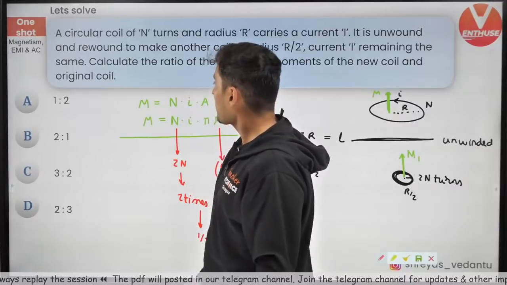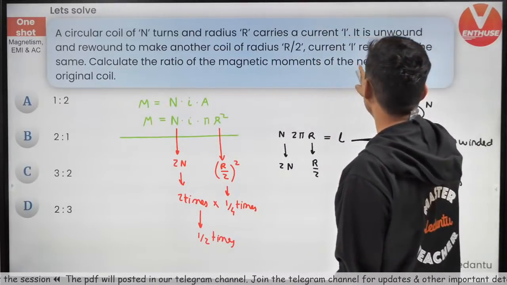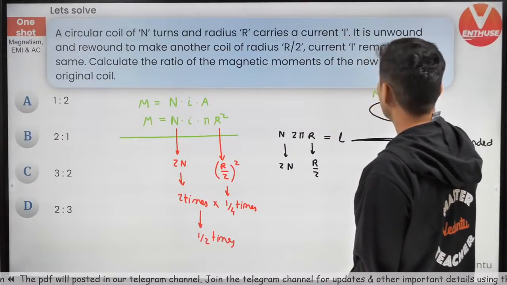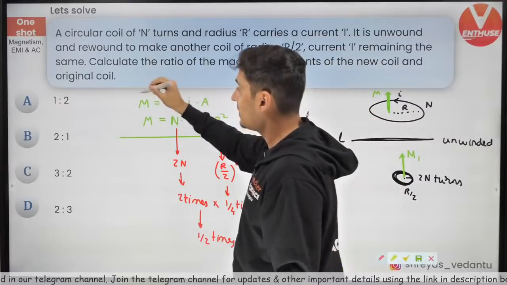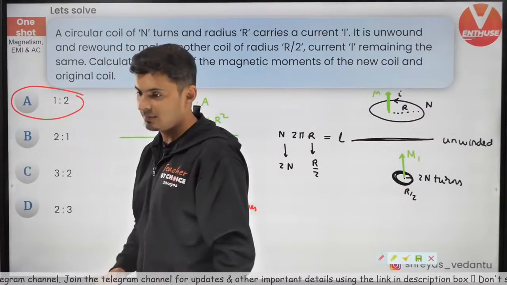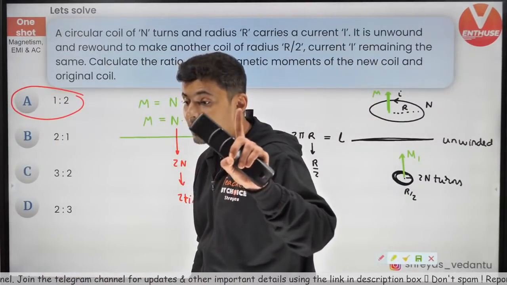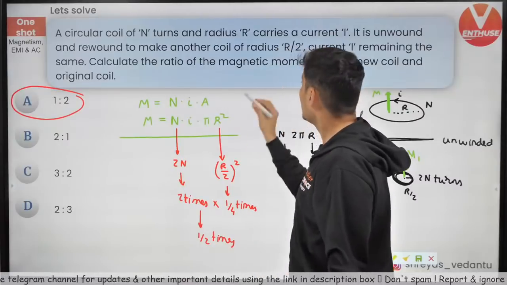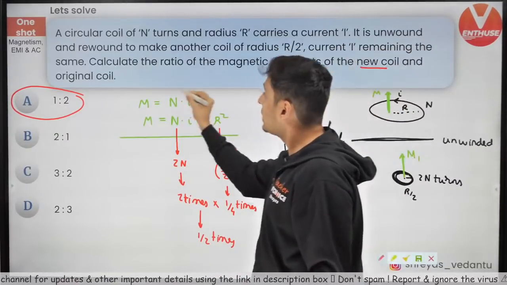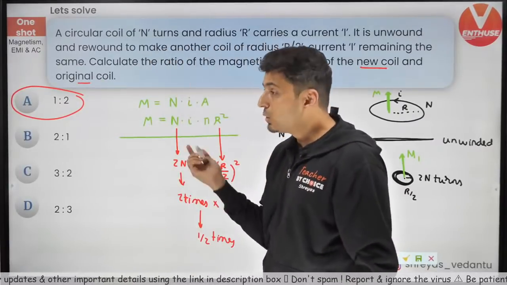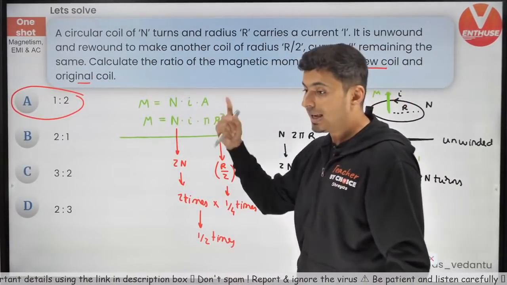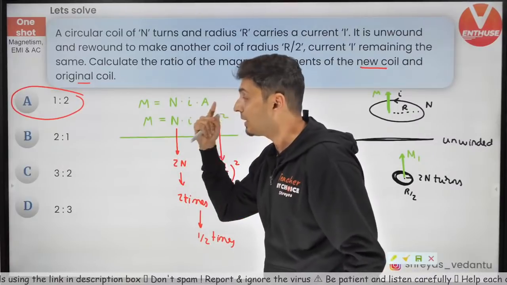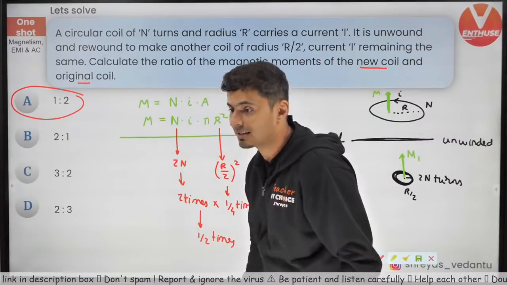So the ratio of the magnetic moments of the new coil to the original coil: the new coil will be half. That means the answer will be A. It's A, not B. Be careful. New coil to the old coil. New is less, old was more. So that's why it's 1:2, not 2:1. Don't make that silly mistake.